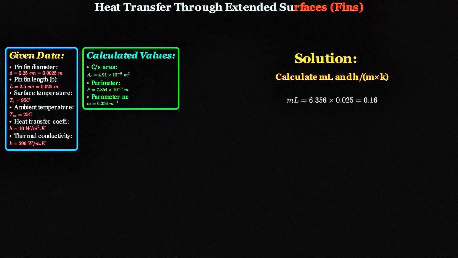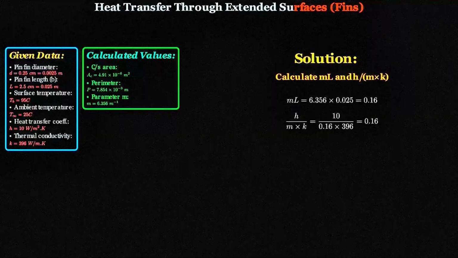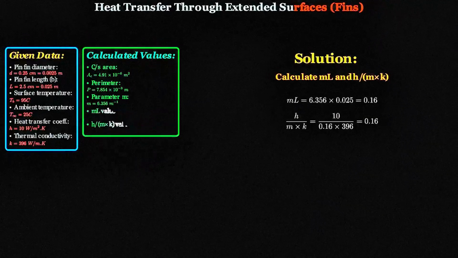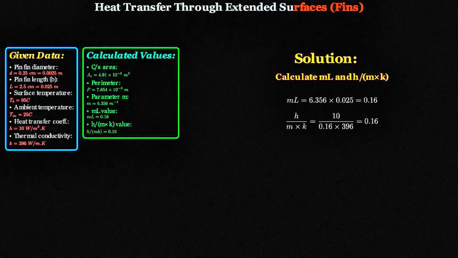Second, h over mk, which equals 10 divided by 0.16 times 396, equals 0.16. Notice that in this particular case, both ml and h over mk have the same value of 0.16. This is coincidental, but it will simplify our calculations.